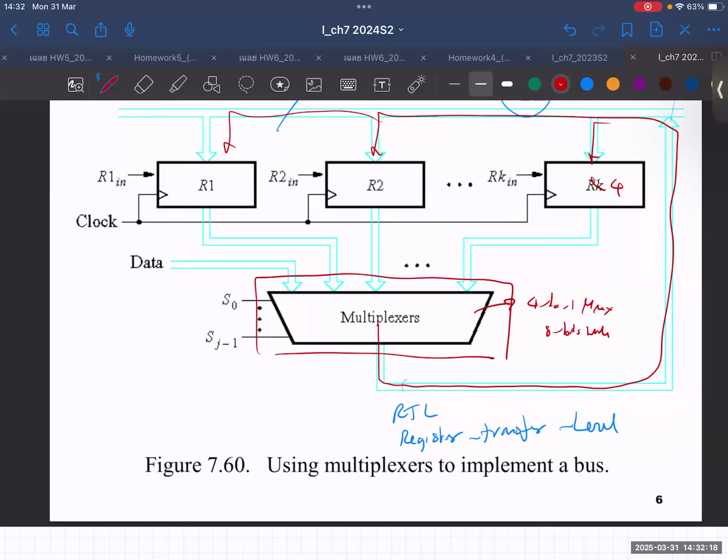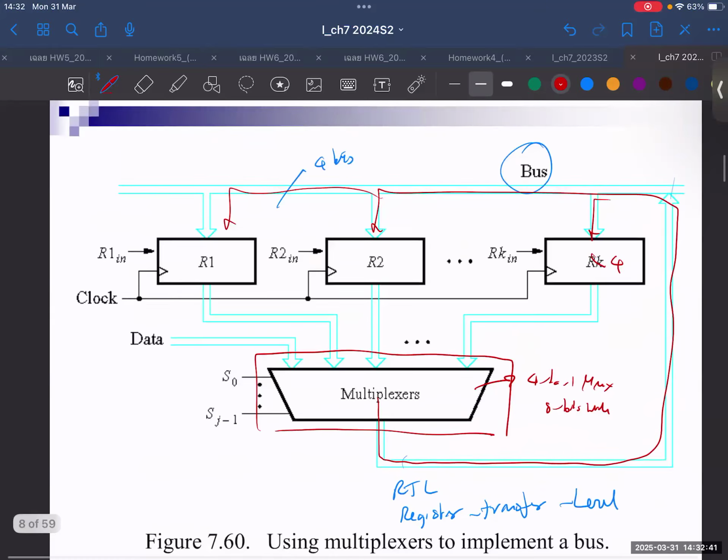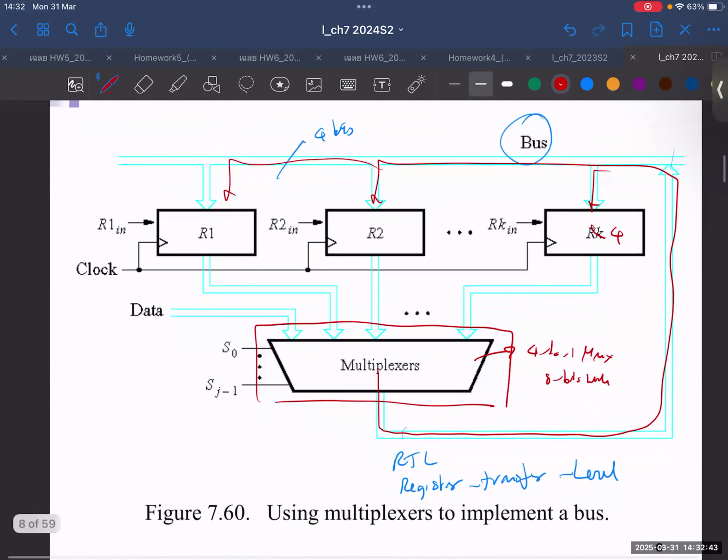Okay, so what are the advantages and disadvantages? What do you think? Okay, what's the advantage of this? There will be no collision for sure, right? Because everything is determined by the mux. There will always be just one able to access the bus, right? There will be no collision. Okay, but what's the disadvantage?